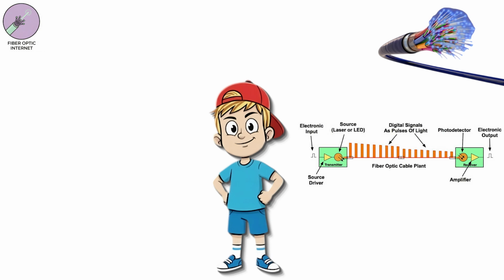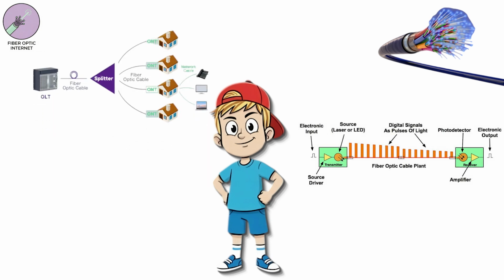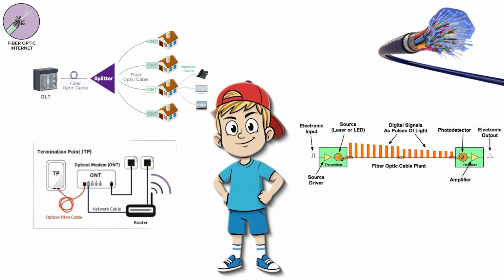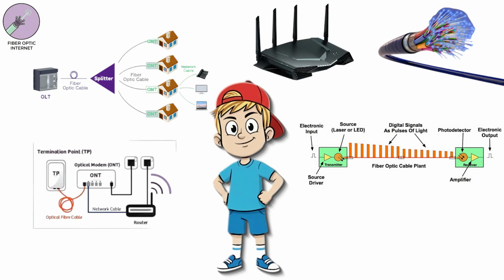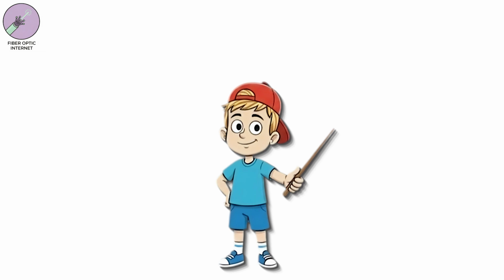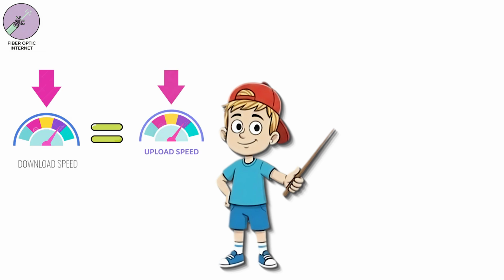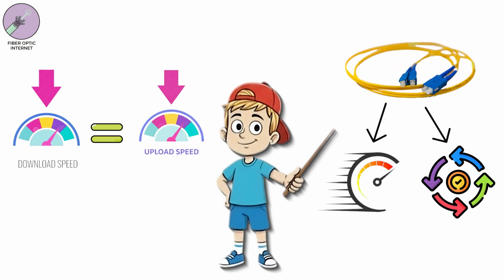In full setups, fiber runs directly from the provider to your home and connects to an optical network terminal that converts light signals to your router. This naturally supports equal download and upload speeds. Fiber is extremely fast and consistent.